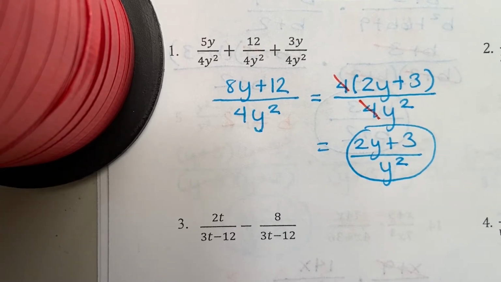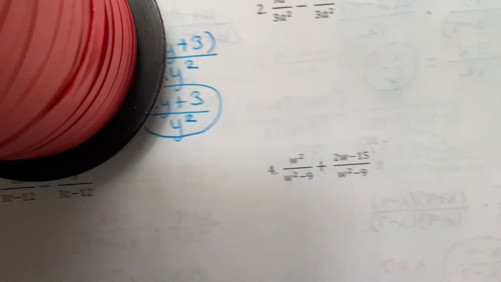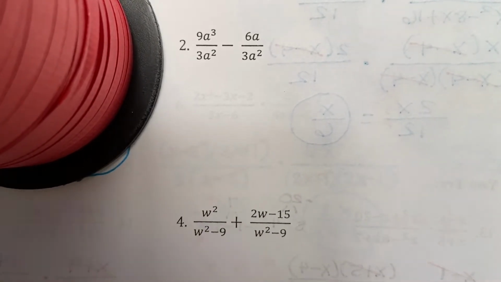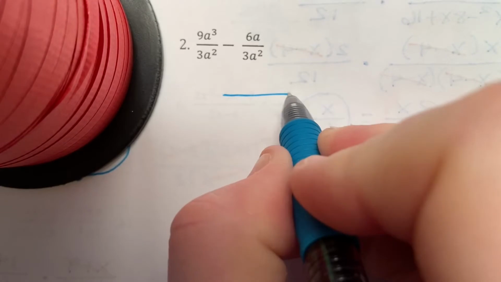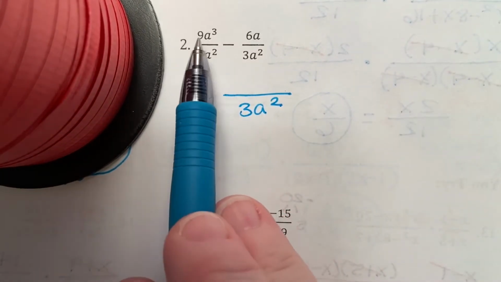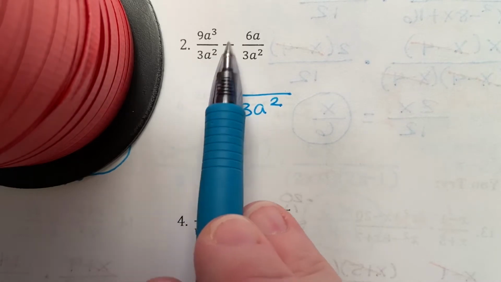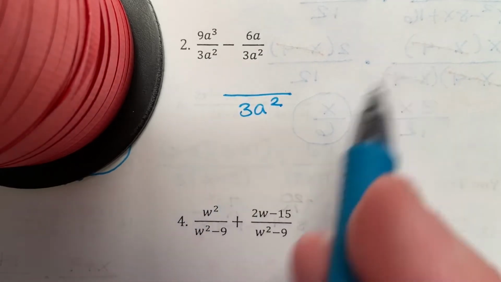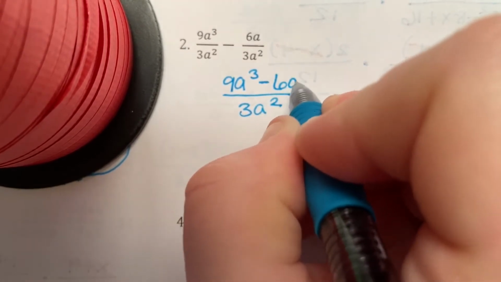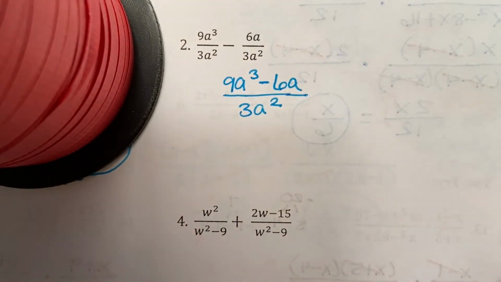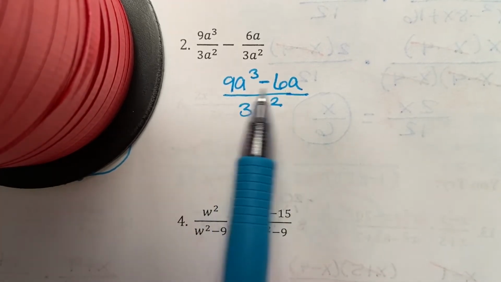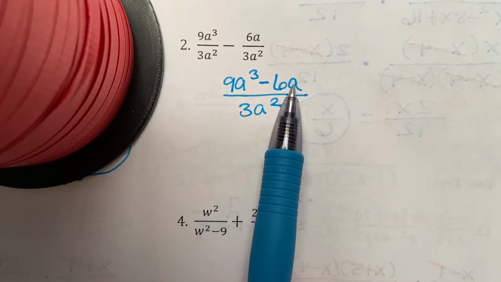For number 2, we have a common denominator again, which is 3a squared. So I'm going to keep that in the denominator. But now I need to look at what's in the numerator. So I have 9a cubed minus 6a. Now notice I didn't actually subtract that in terms of operation because they're not like terms. a cubed and a are not the same.